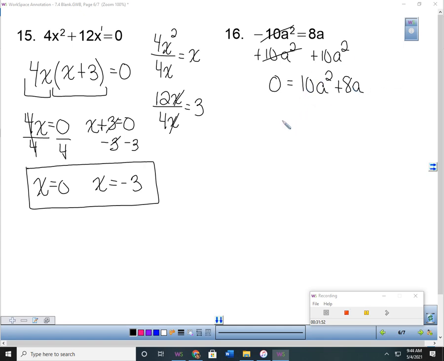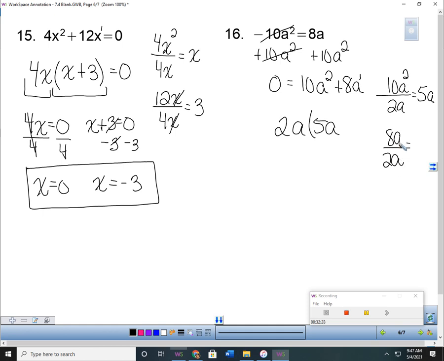My greatest common factor between 10 and 8 is 2. And between a squared and a to the first is a. 10a squared divided by 2a. 10 divided by 2 is 5. And a squared divided by a is a. And 8a divided by 2a. 8 divided by 2 is 4. And then my a's are the same, so they cancel. And see how I just moved my equals 0 to the other side? Doesn't matter which side it's on.